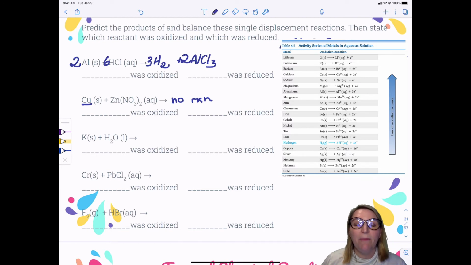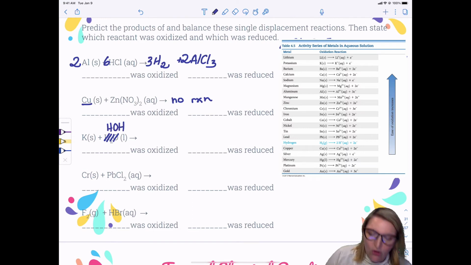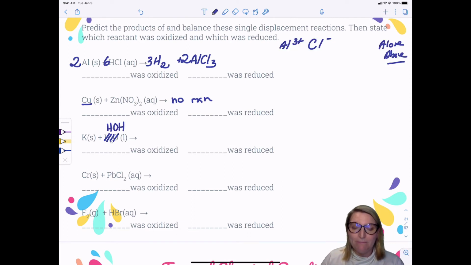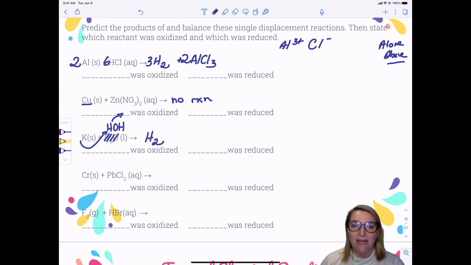Is potassium above hydrogen? It is. And this is one of those cases where you rewrite hydrogen as HOH. Okay? It's a good little trick. So potassium boots out hydrogen. Hydrogen is all by itself. When hydrogen is all by itself, it's H2.